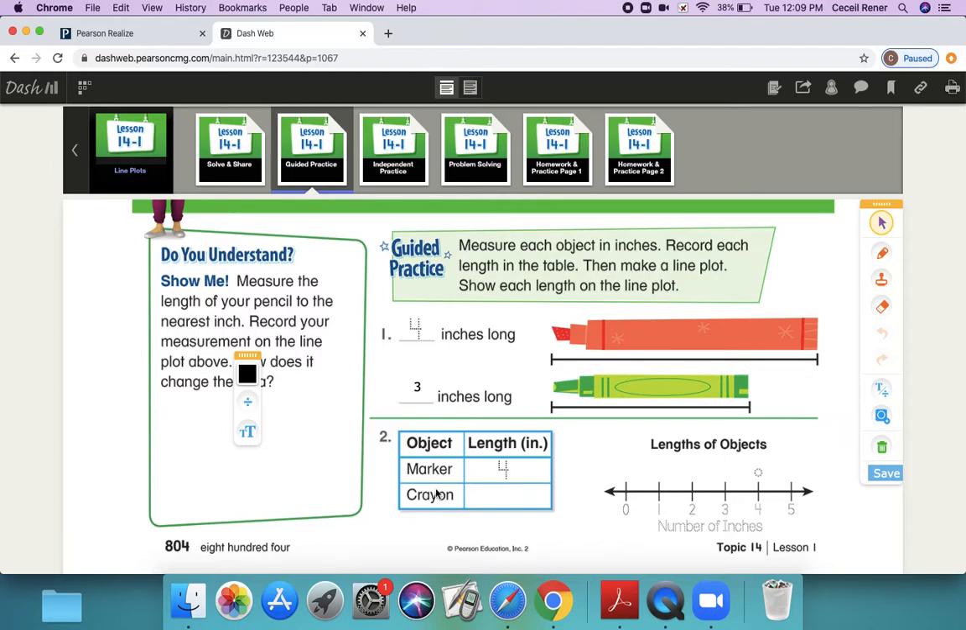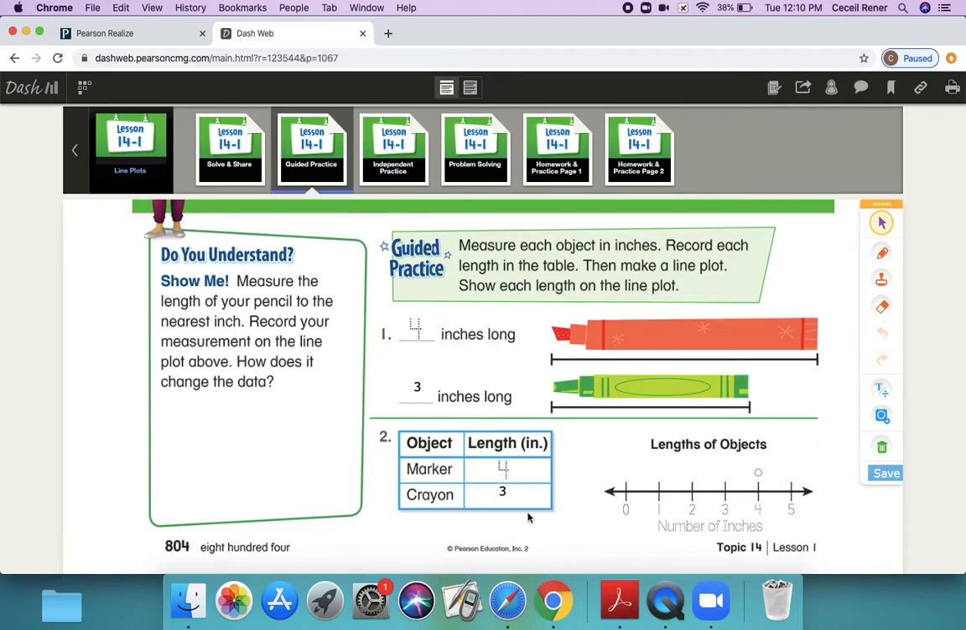So down this column, we have the marker, which is 4 inches. I want you to trace over the 4. Then we have the crayon, and we're going to write in here, what do you think we're going to write? The length of the marker. The length of the marker is 3. So we're going to write a 3 there. So I'm going to write a 3. I, of course, have to type in a 3. So I'm going to type that and put that in place right there.